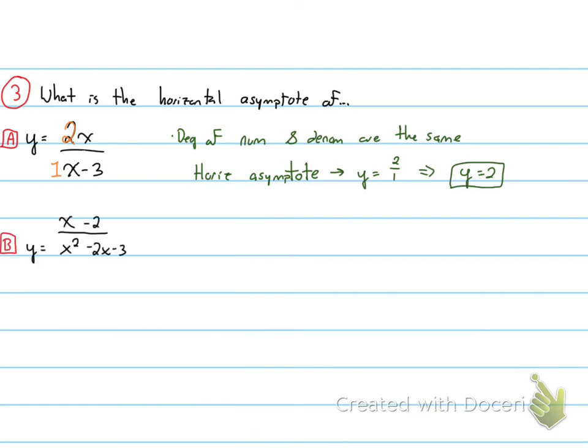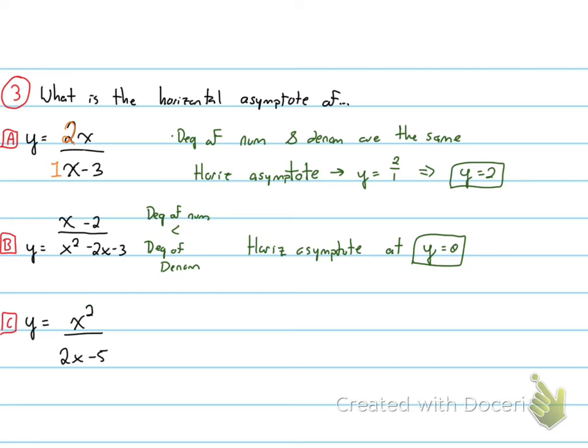In my next example, I have y equals x minus 2 all over x squared minus 2x minus 3. My degree of the numerator is less than the degree of the denominator because I have the first degree over the second degree. So without even doing any other math here, I know that my horizontal asymptote has to be at y equals 0. Finally, if I look at something like this, y equals x squared over 2x minus 5, my degree of the numerator is higher than the degree of the denominator, so I don't have a horizontal asymptote in this situation.